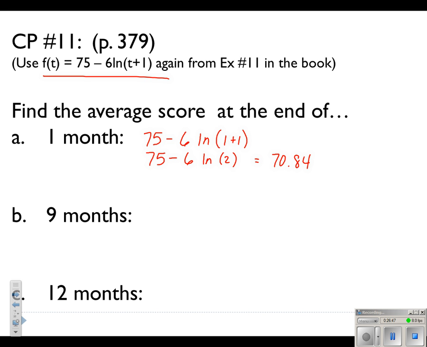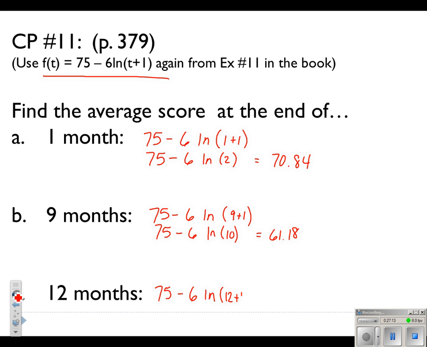9 months then is the same drill. 75 minus 6 natural log of 9 plus 1. Whoops. ln of 10. Punch that all in. And the final one, 12 months. And we end up with 59.61.